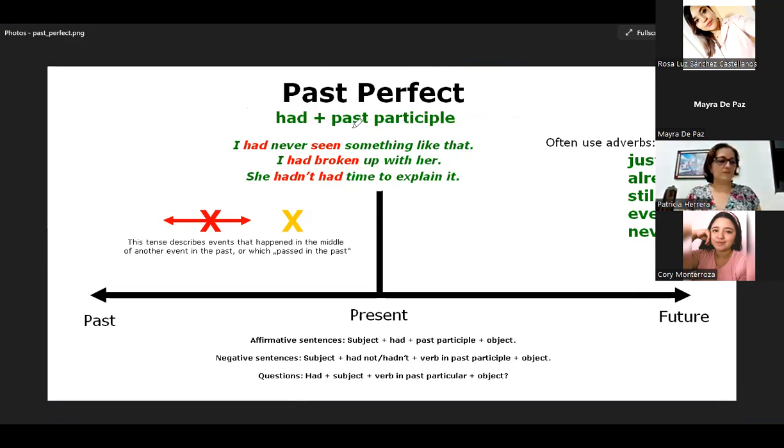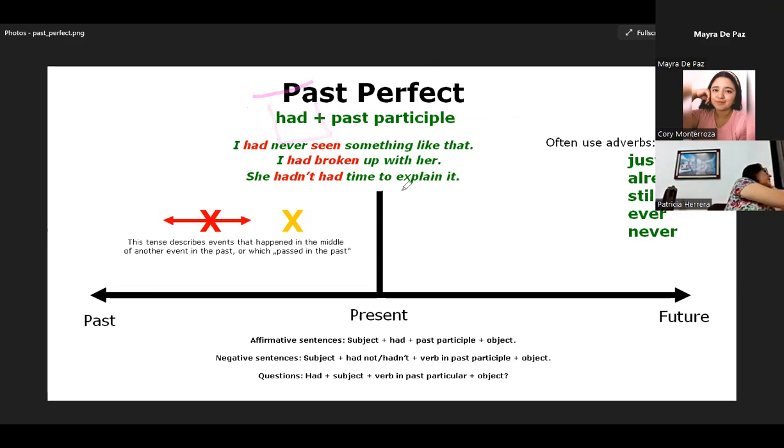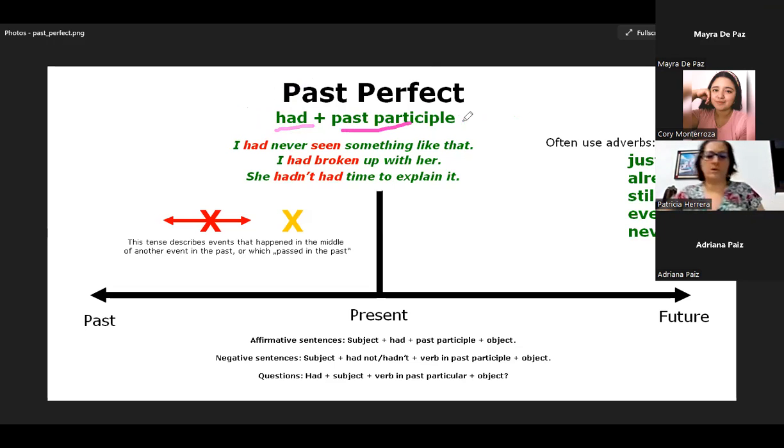Now, we have here the past perfect structure. We're going to see a little bit more about this today. We can see that we're going to use the past perfect with have, right? This is mandatory when we're making our past sentence examples. So we're gonna use have plus the past participle of the verbs, so we need to remember about past participles.